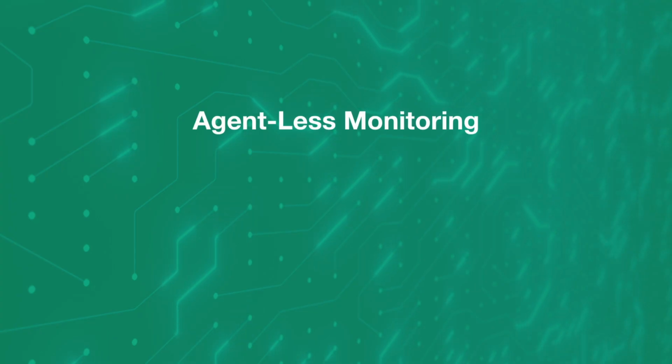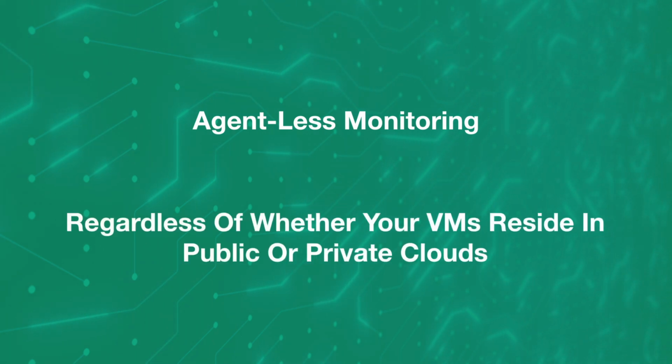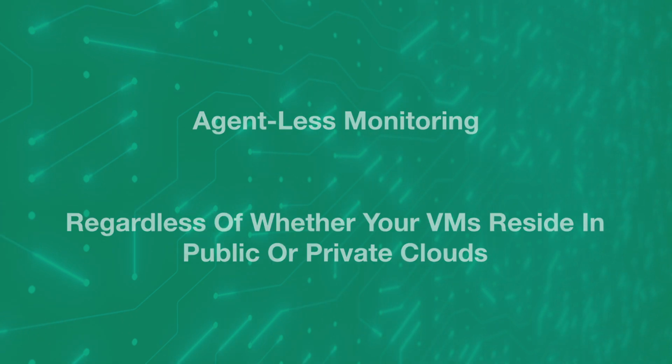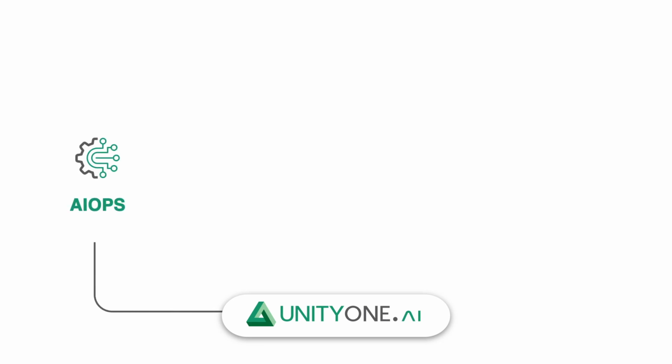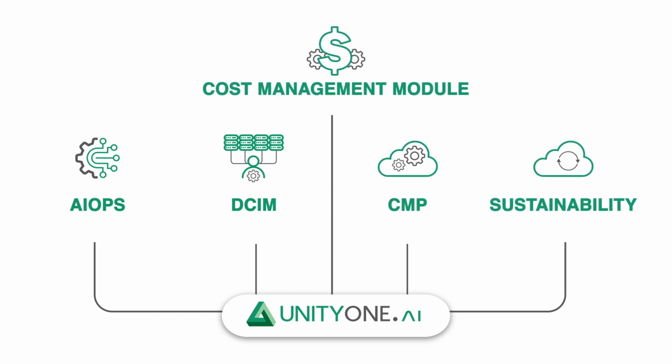UnityOne offers agentless monitoring of your complete virtualization infrastructure effortlessly, regardless of whether your VMs reside in public or private clouds or within your own data center. UnityOne is a comprehensive SaaS platform bringing together AIOps, DCIM, CMP, sustainability, and cost management module in a single pane of glass for your business needs.